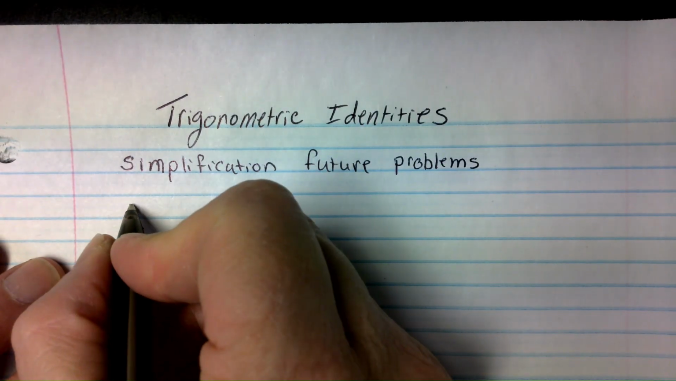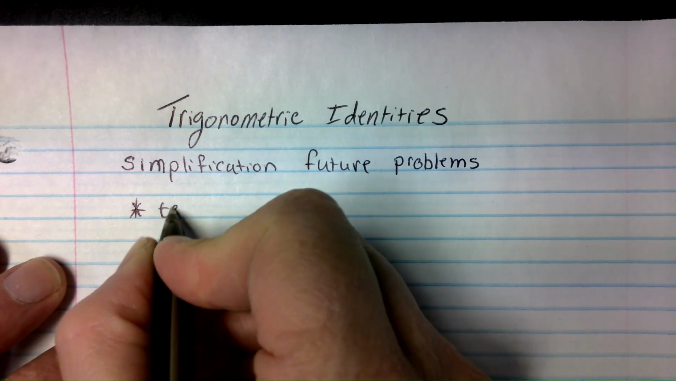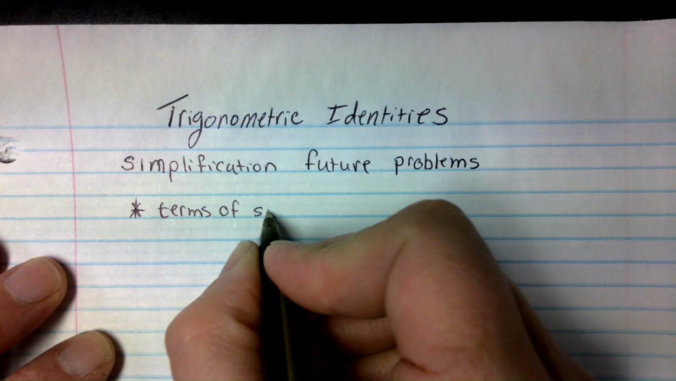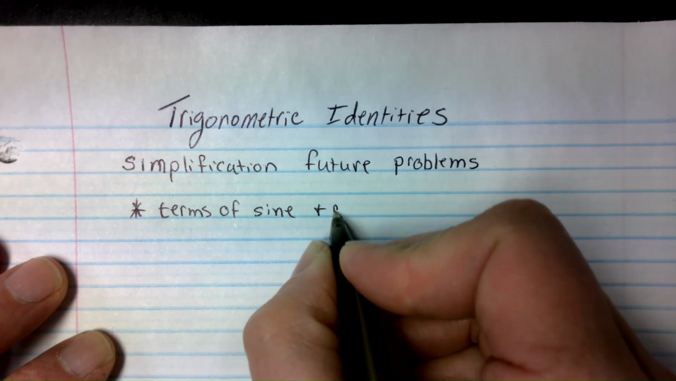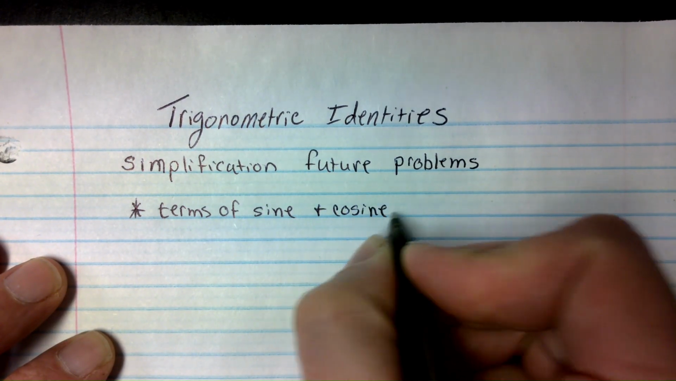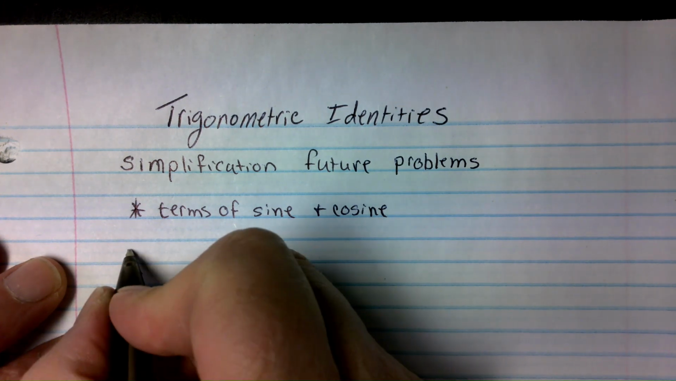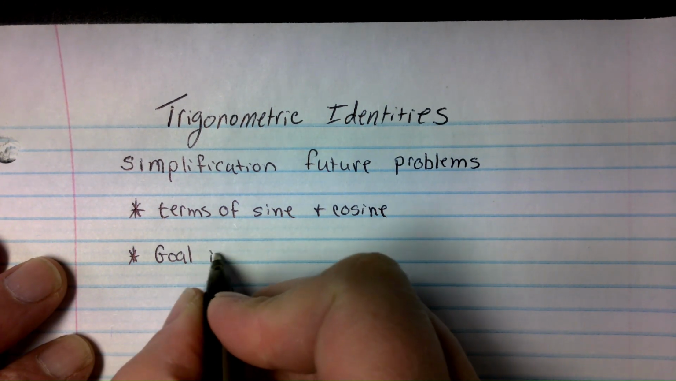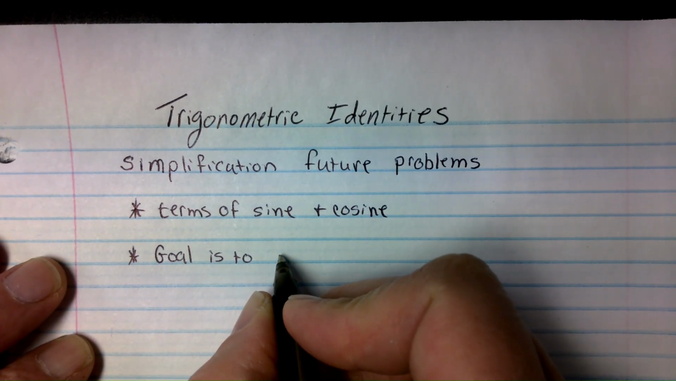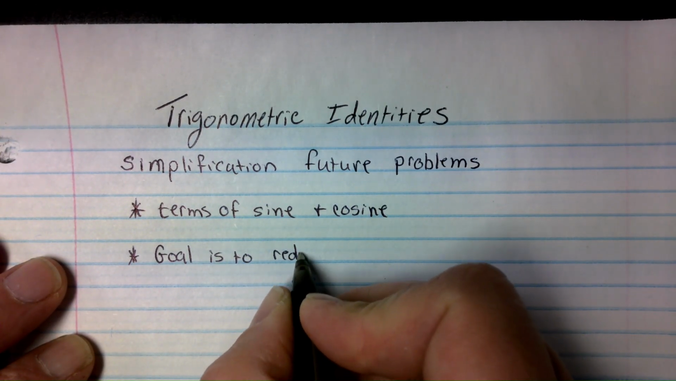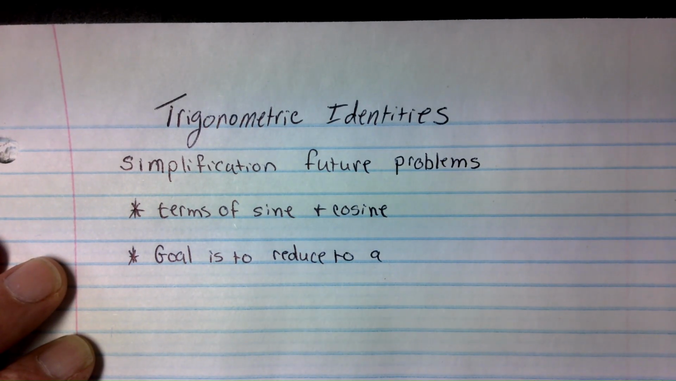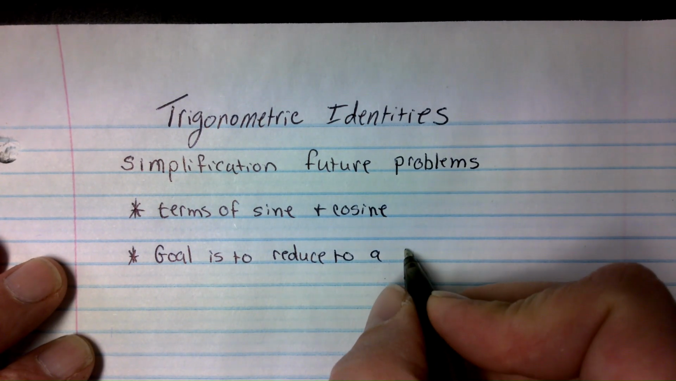I like to put everything in terms of sine and cosine. The reason I like to do that is I think it just makes them a little bit easier to work with occasionally. Our goal with some of these problems that we're going to practice today is to reduce it down to a single trig word. Again, that's that whole simplification to make future problems easier.